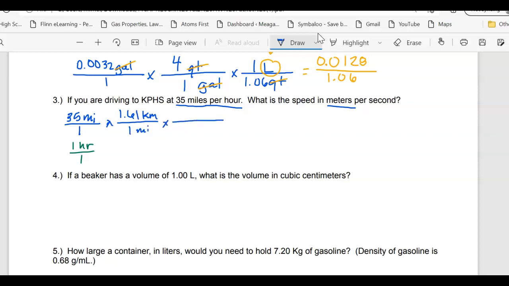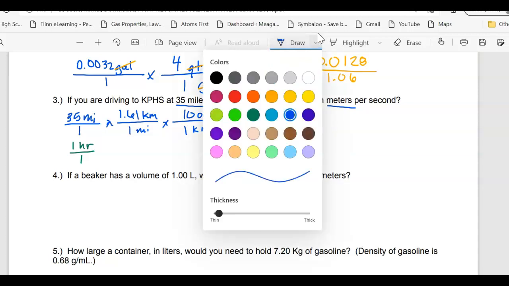Okay, and then we're going to say that 1 kilometer is equal to 1,000 meters. Okay, so that's the top part. That would be looking at just getting the distance. So that's just working with distance. Now we want to work with the time.